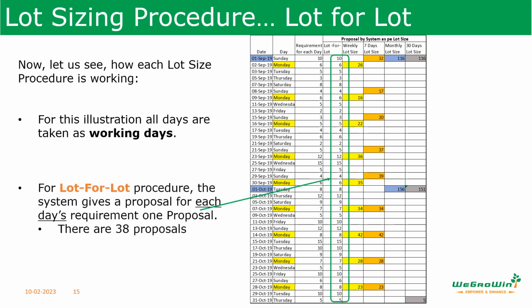When you are using the lot for lot procedure, what is the requirement? Exactly for the requirement, the system will propose a planned order or purchase requisition. So however many requirements there are, the proposals are exactly as per that. So this is the lot for lot.